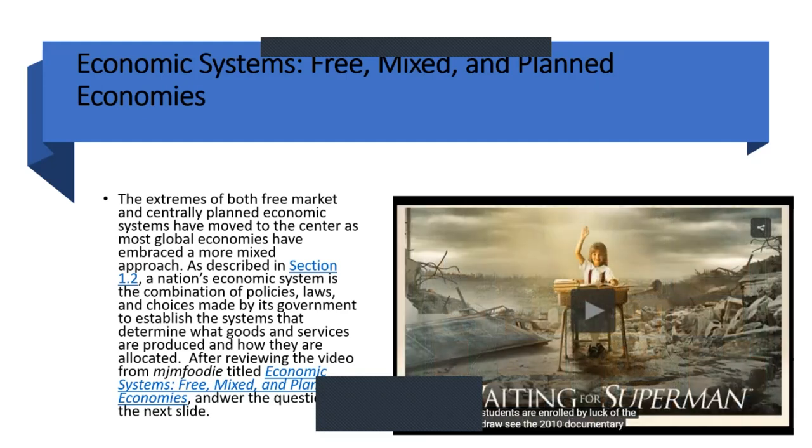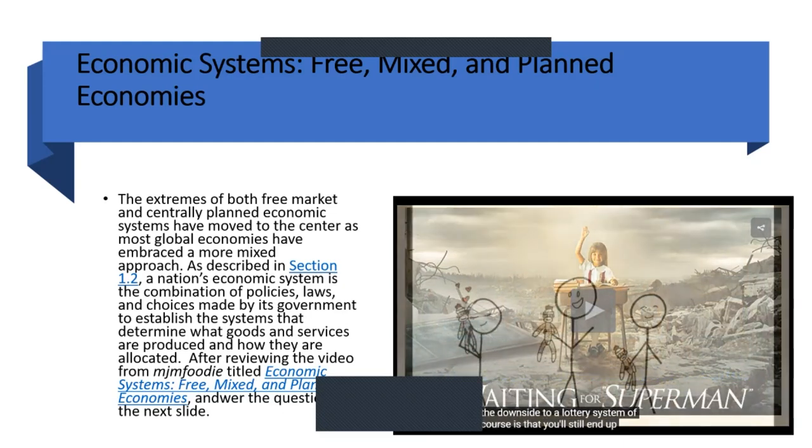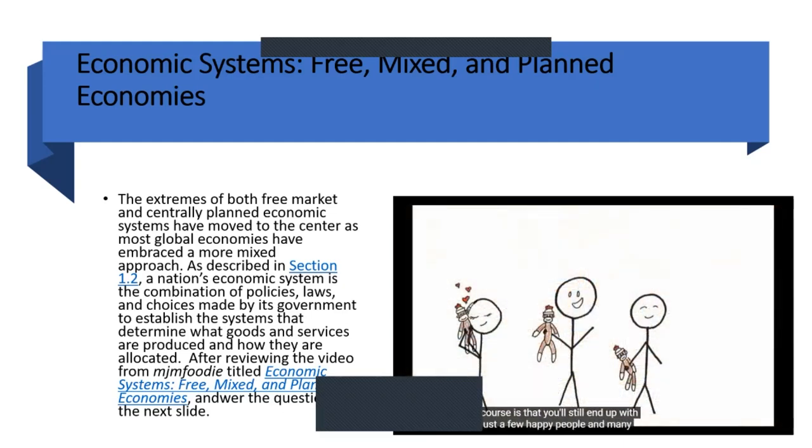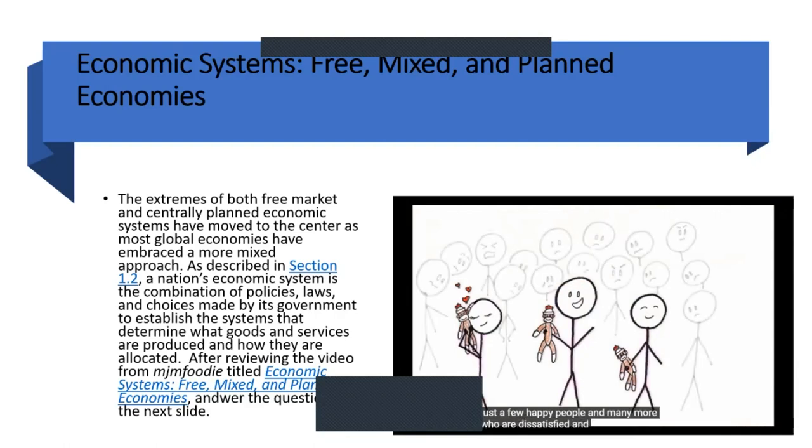See the 2010 documentary, Waiting for Superman. The downside to a lottery system, of course, is that you'll still end up with just a few happy people and many more who are dissatisfied and resentful. It merely removes the financial status as a determinant of who's likely to end up with the scarce commodity.